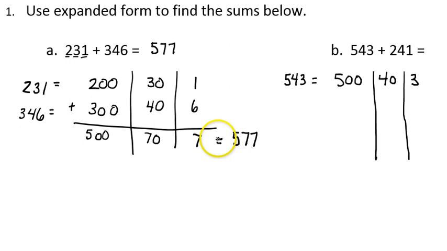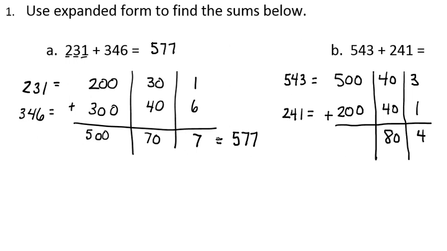I'll separate those with columns. Now I'll show 241. 241 is 200 and 40 and 1. Now I'll add my like place values. I'll add my ones place. 3 plus 1 is 4. 40 plus 40 is 80. 500 plus 200 is 700. Now combine those three answers, 700, 80, and 4 equals 784.